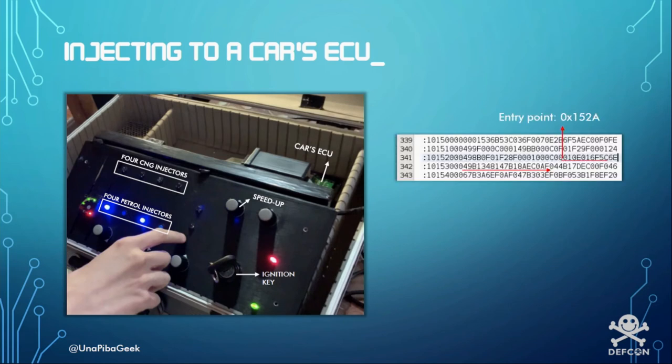In the firmware of this car ECU, the entry point is at the address 152A. I placed a little payload there to modify the behavior and continue injecting petrol after switching. I mean, the ECU will be injecting both petrol and CNG at the same time. This must not be good for the car. So let's see a video.